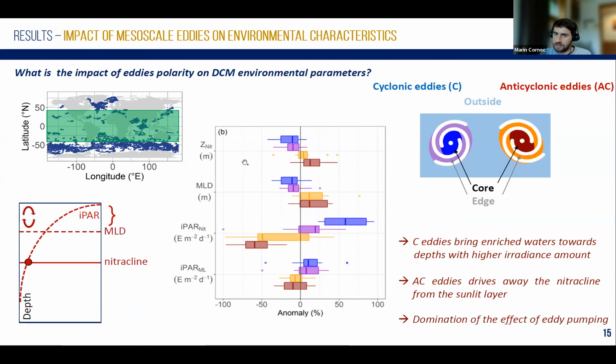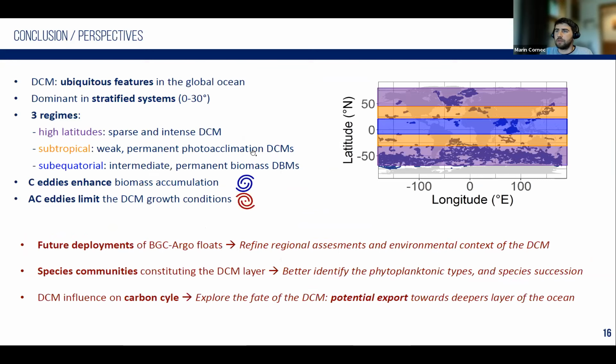And so overall, this observation in these latitudinal bands highlights the domination of the effect of the eddy pumping on the DCM properties and characteristics. And so the takeaway message is that, as previously observed, the DCMs are a ubiquitous feature in the global ocean, but are dominant in the stratified system, so mostly from the equator to 30 degrees of latitude.